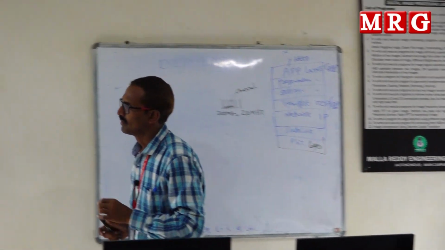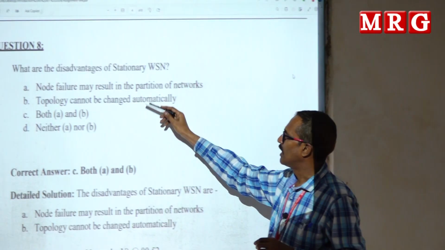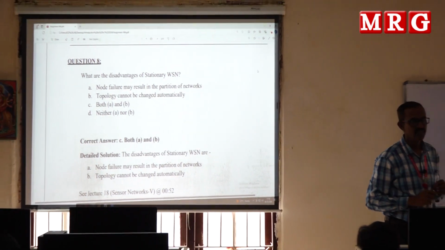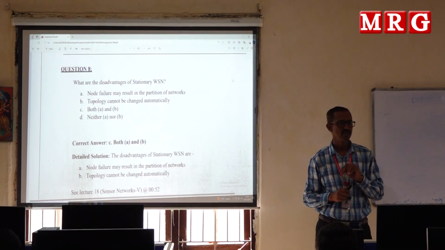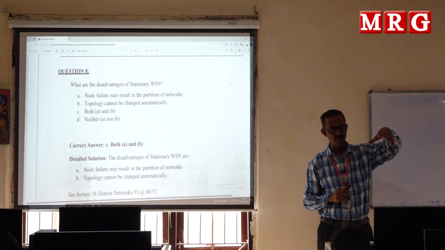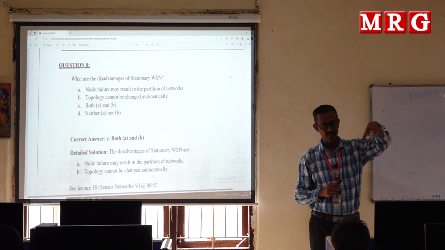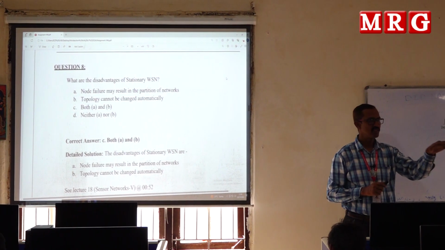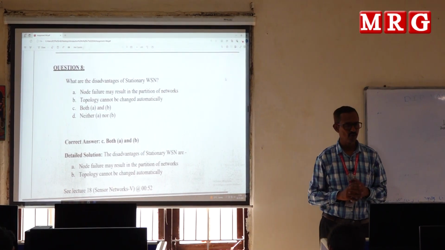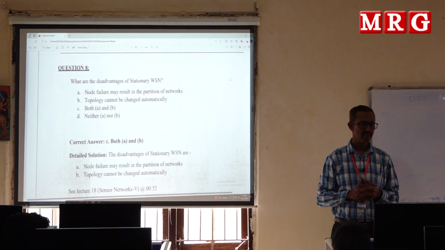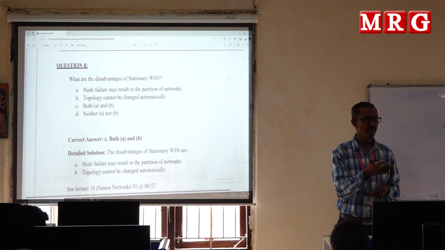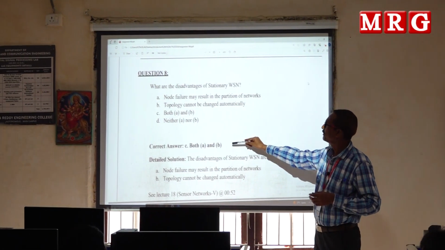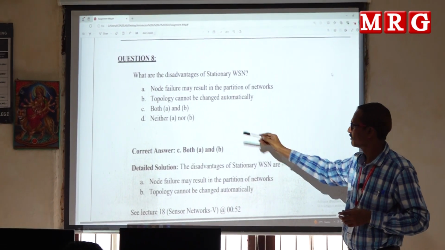What are the disadvantages? This one is correct. And topology cannot be changed automatically. If it is dynamic, we can change the topology. How these nodes are formed, mesh network, star network, hub, tree type structure, this is called topology. Topology is how these nodes are connected, in what fashion. Bus topology, tree topology, mesh topology, star topology, like in computer networks, similar models are there here. Both A and B are correct. Stationary has problems. Okay, next.